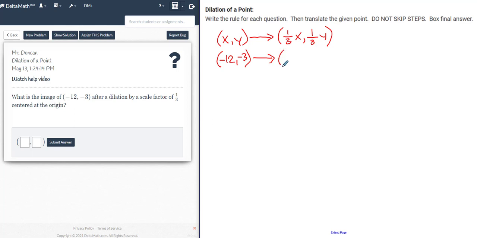And then I literally substitute it. Now, some of you might be able to do this in your head. If you want to go 1/3 of negative 12 to get negative 4, that's fine. I'm going to err on the side of caution. I'm just going to write it out. I'm going to do 1/3 multiplied by negative 12. And then I'm going to go 1/3 times my y value, which in this case is negative 3.